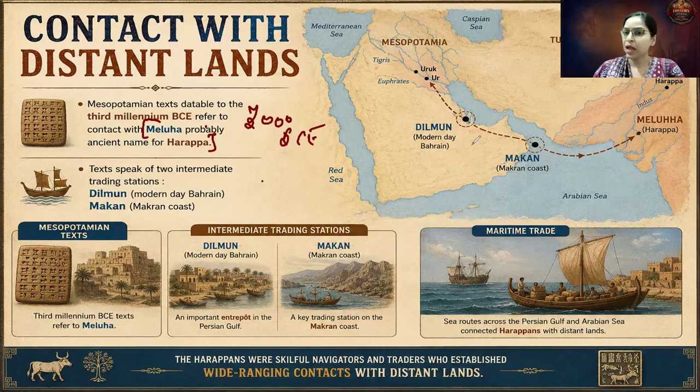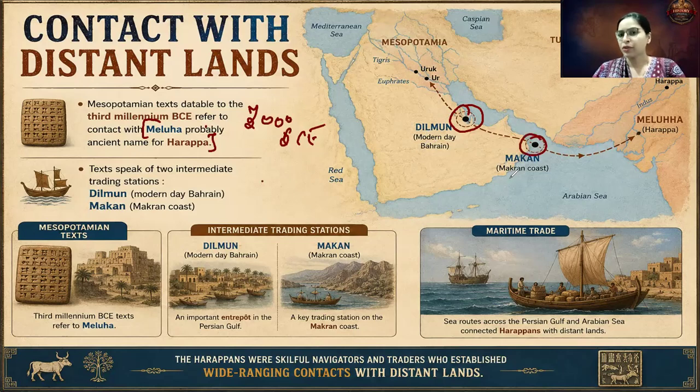Also, in those inscriptions, it is mentioned that there were two intermediate trading stations between Mesopotamia and Meluhha. If you are coming from Mesopotamia, the first station was Dilmun. Dilmun refers to the present day Bahrain, which is a West Asian Gulf nation. So present day Bahrain was at that point of time referred to as Dilmun. And the second halt was at Makan.